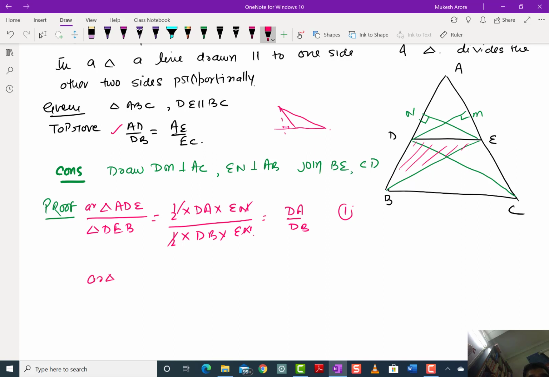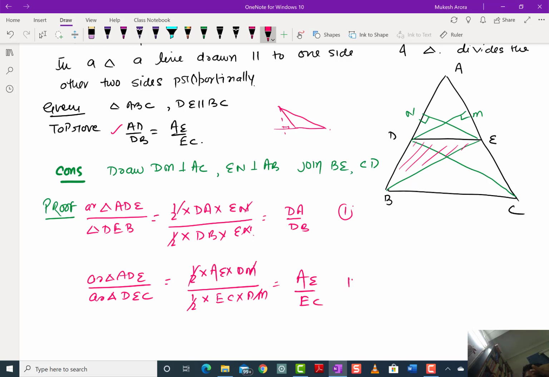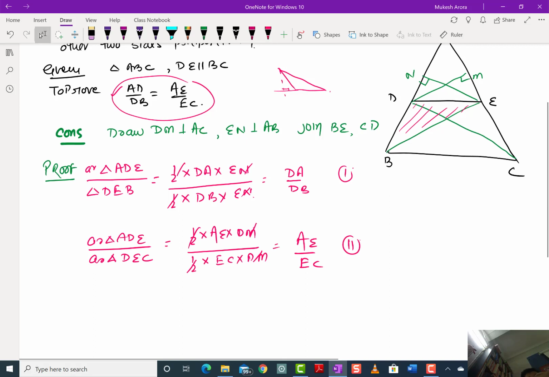Now on the right hand side, area of triangle ADE upon area of triangle DEC is equal to half into AE into DM, and half into EC into DM. This is cancelled, this is cancelled, AE upon EC.